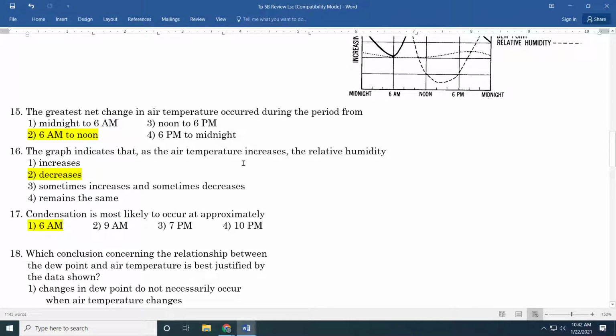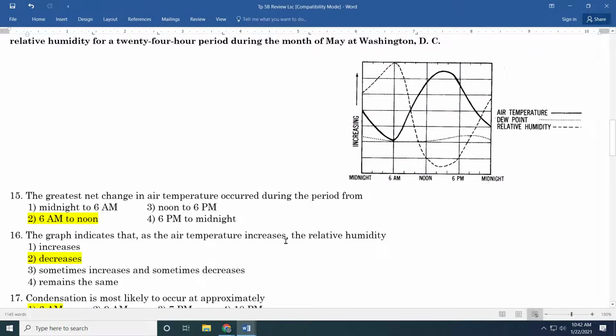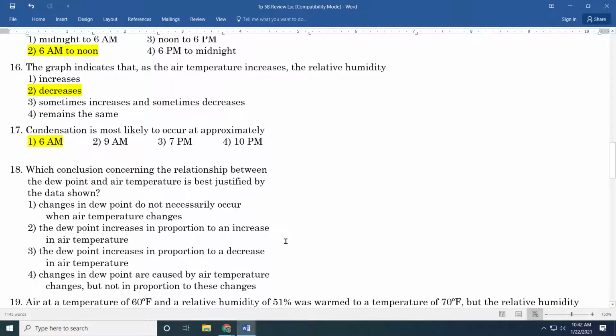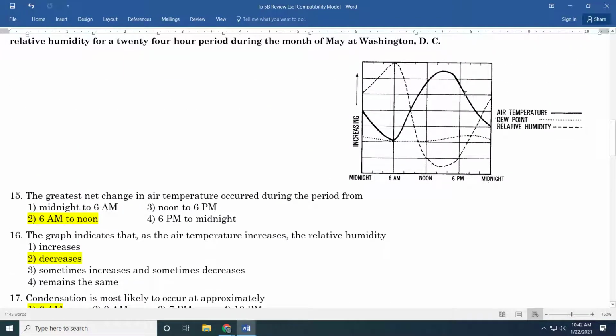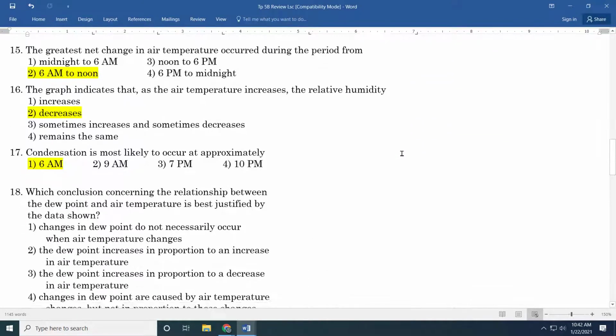Which conclusion concerning the relationship between the dew point and air temperature is best justified by the data shown? So we got our data. These aren't my favorite questions as a student taking this, because you have to read through them all. There's no easy, obvious answer. Changes in dew point do not necessarily occur when air temperature changes. Well, let's see. Air temperature went up a lot there. Dew point didn't. Kind of liking that answer already. Let's see what the others say.